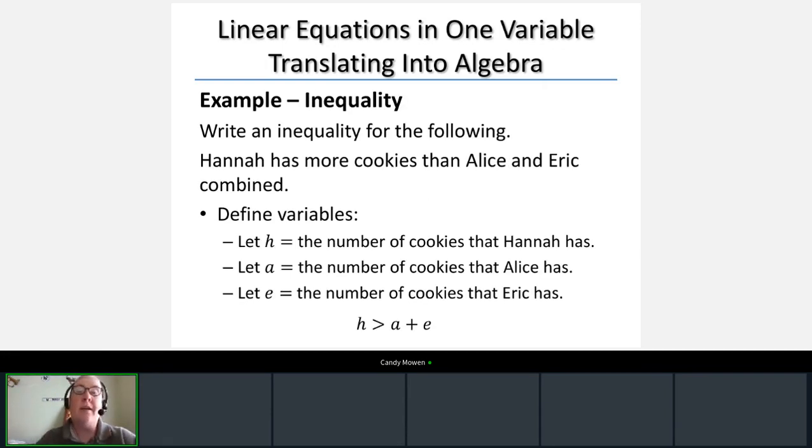Write an inequality for the following. Hannah has more cookies than Alice and Eric combined. So we can have H for the number of cookies Hannah has, A for the number of cookies Alice has, and E, the number of cookies that Eric has. So Hannah has more than Alice and Eric combined. H is greater than A plus E.